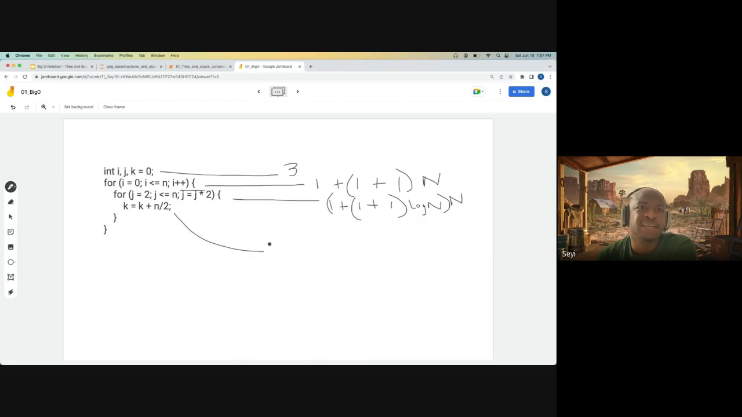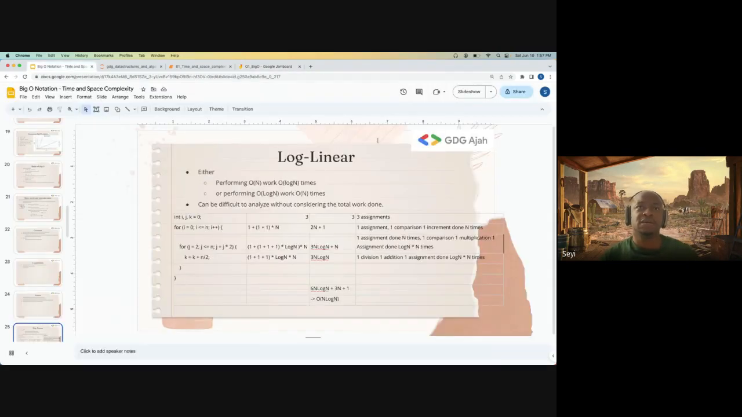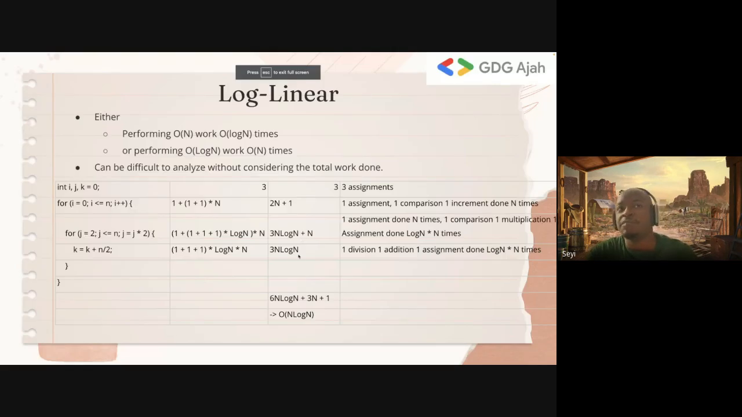This here is essentially the same thing. We are doing addition, division, assignment, and we are doing this within the inner loop log n times, and then within the outer loop n times. I won't go over the details of how to add it. It's similar to what we've done before. But here you can see that we have an n log n appearing in the inner loop, which gives us an order of n log n. That's usually the pattern it takes.